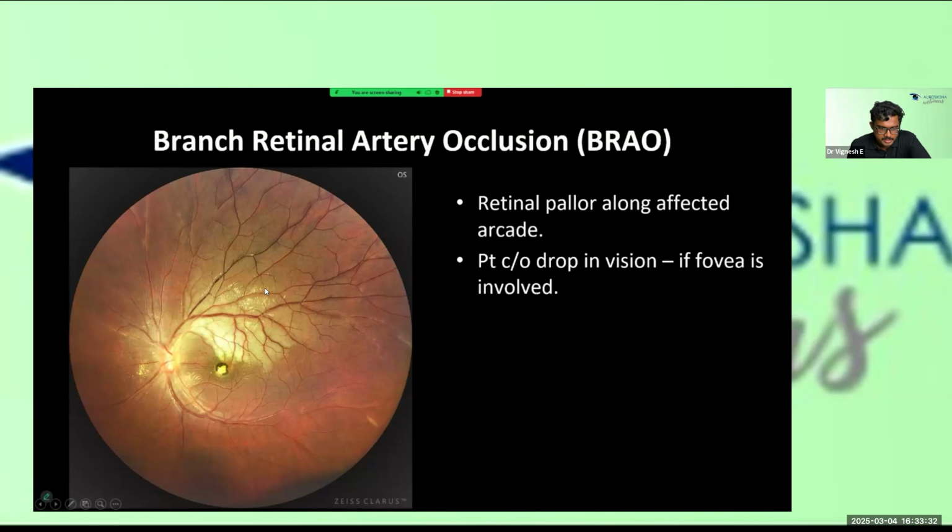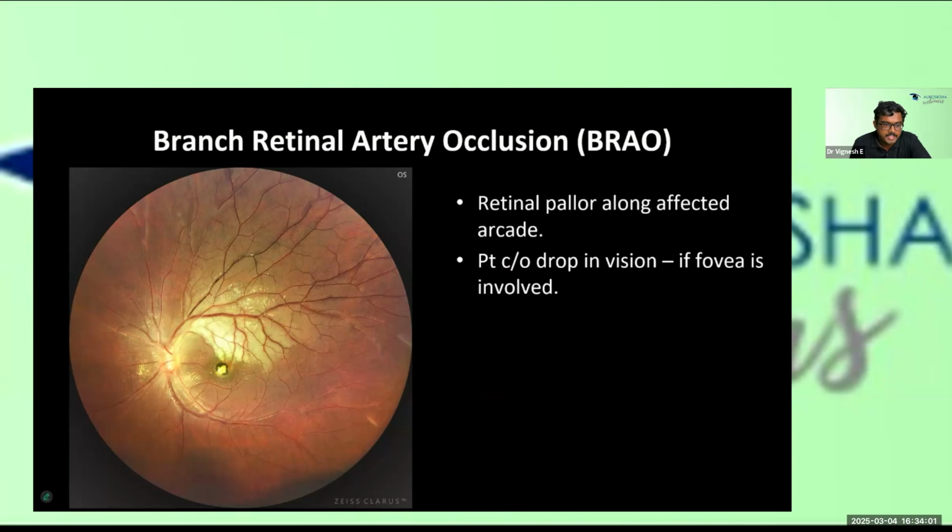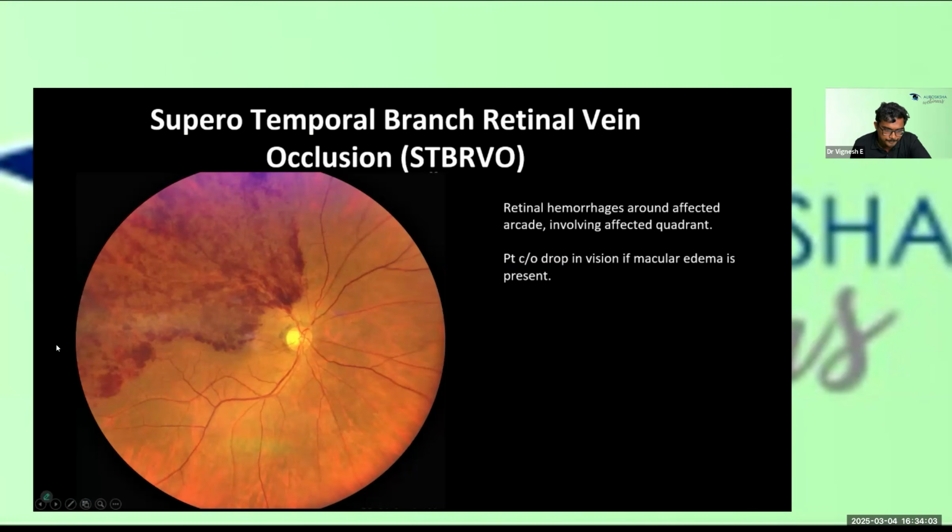So if the branch retinal artery occlusion involves the fovea, the patient will complain of a drop in vision. What I want you to notice here is this area of pallor. This area of pallor denotes that there is no blood supply to this area of the retina. So similarly, when artery is blocked, we call it an artery occlusion. When the vein is blocked, we call it retinal vein occlusion. In an artery occlusion, we will have pallor. In a venous occlusion, we tend to have hemorrhages.